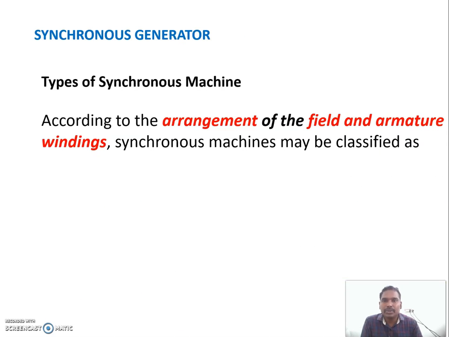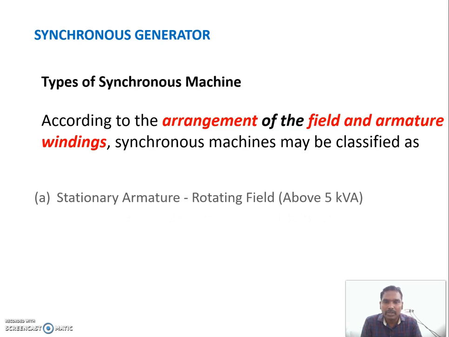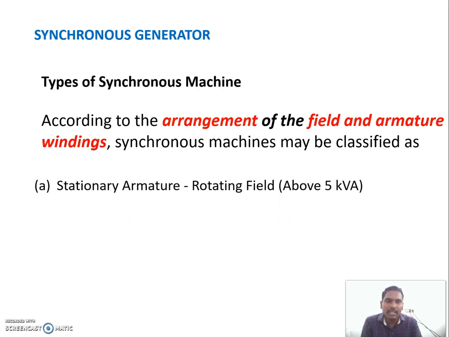Now we are entering into the synchronous generator. A synchronous generator is nothing but the arrangement of field and armature winding. In this machine we have a stator as well as a rotor. The field coil is placed in the stator part of the machine, and the armature is the rotating part of the machine.